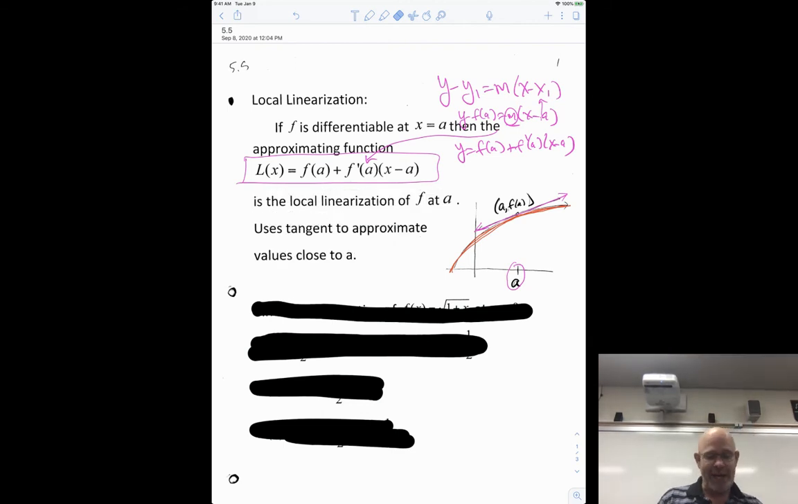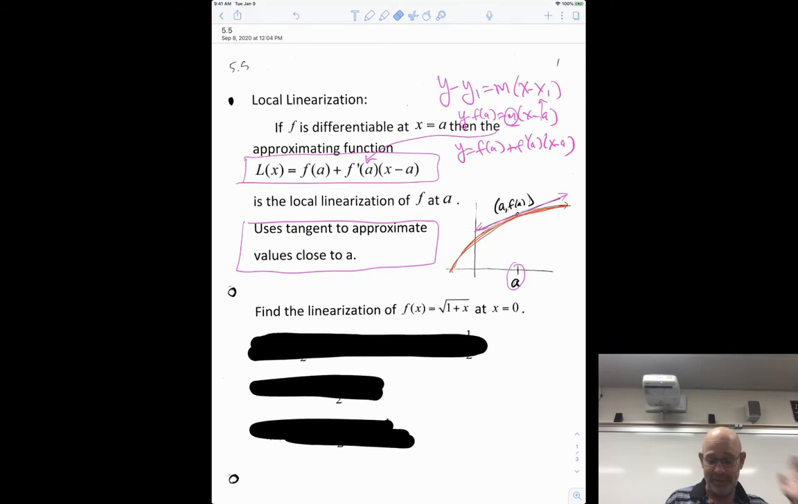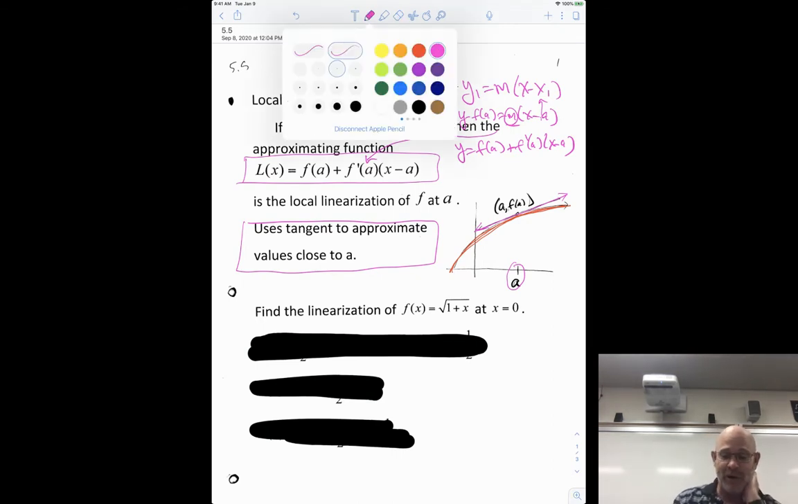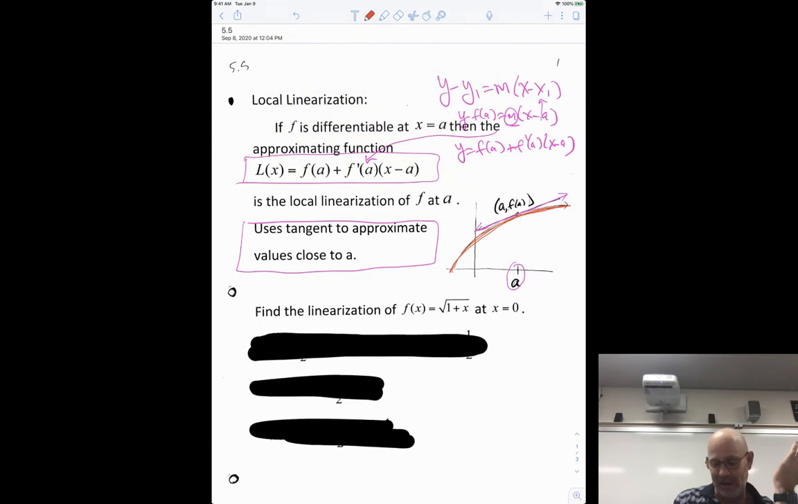So the whole idea is, again, it uses the tangent line to approximate values close to a. You've got to still stay close to that point of tangency. Otherwise, we don't know what's going to happen, right? So a little example problem would be, let's just do one. And sometimes I take the word local off, by the way, so you might just hear find the linearization. Again, just remember all this is asking us to do is find a tangent line.